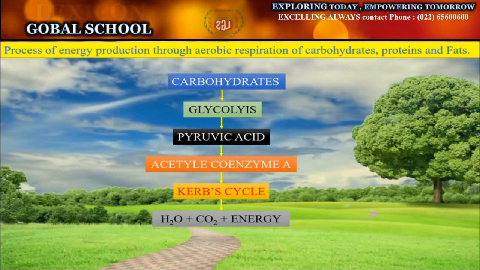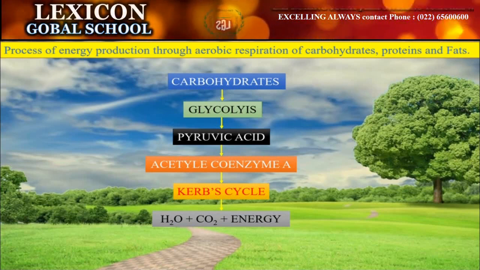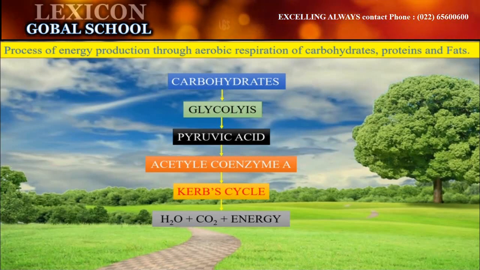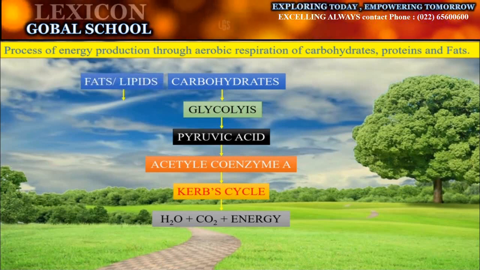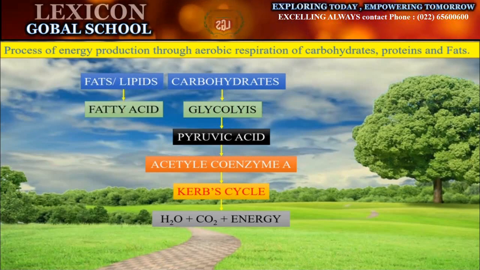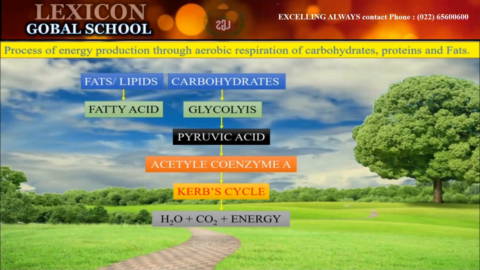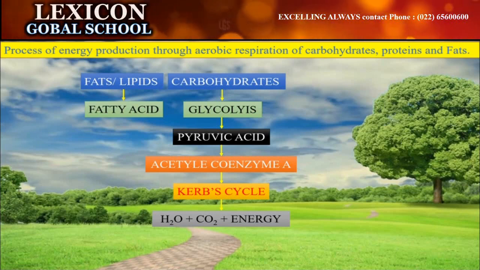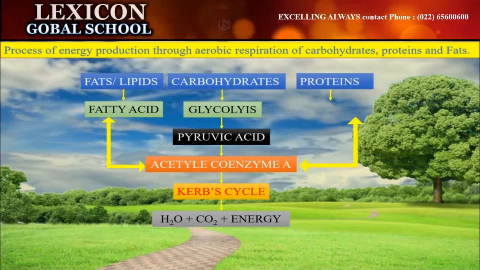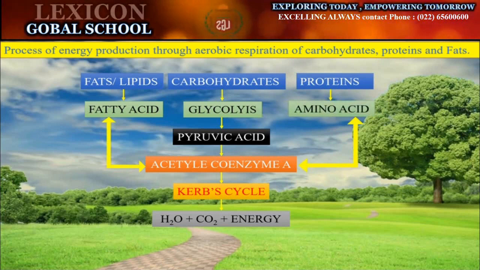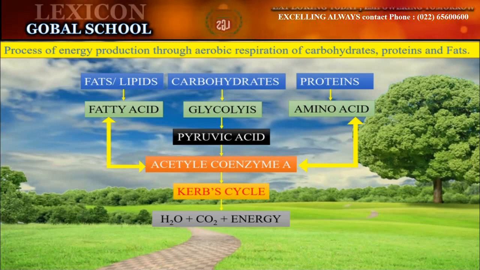What if the body doesn't have ATP molecules inside it, or doesn't have carbohydrates present inside it? Then we have fats, also called lipids. Fats get converted to fatty acids, and at the end we have acetyl coenzyme A. Similarly, if we don't have fats or carbohydrates, we have proteins present in the body. Proteins get converted to amino acids, and then to acetyl coenzyme A. This is the process of energy production through aerobic respiration, that means in the presence of oxygen.